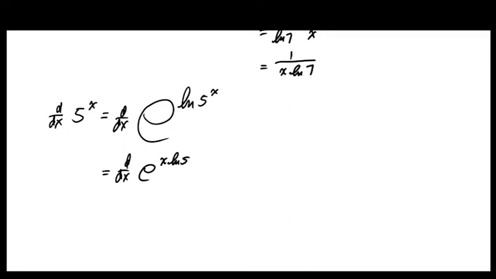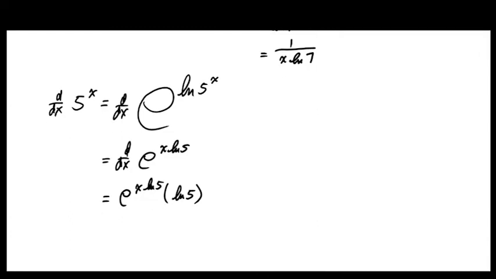Wait, look what we have here. This is e to the something, isn't it? It's similar to that e to the sine x earlier. So the derivative of e to the something is e to the something, and the chain rule applies. What's the derivative of that inside function? x times ln 5, with ln 5 being a constant. So this is just x becomes 1, and ln 5. How about that? Good so far?